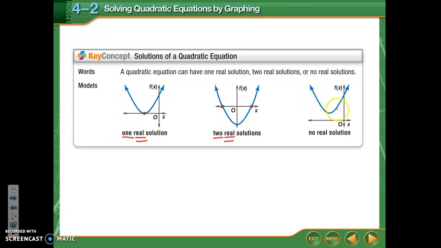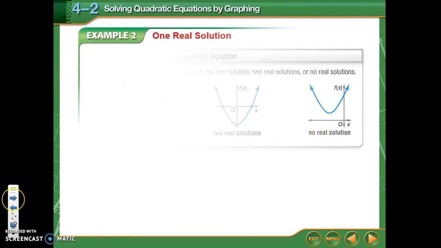But sometimes my parabola could be floating above the x-axis, or it could also be, if it's opening down, floating below the x-axis. If it does not touch the x-axis, it has no real solution. We will learn later in this chapter that it will have complex or imaginary solutions that we will be able to find. But for right now, we would just say no real solution.